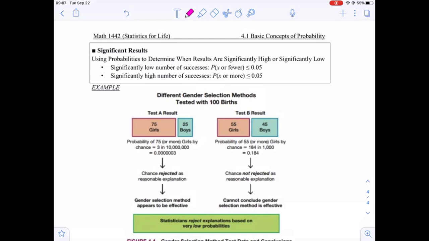Now, for significant results: if the probability is less than or equal to 0.05, then it's a significantly low number of successes. If its probability is greater than this, then it's significantly high.